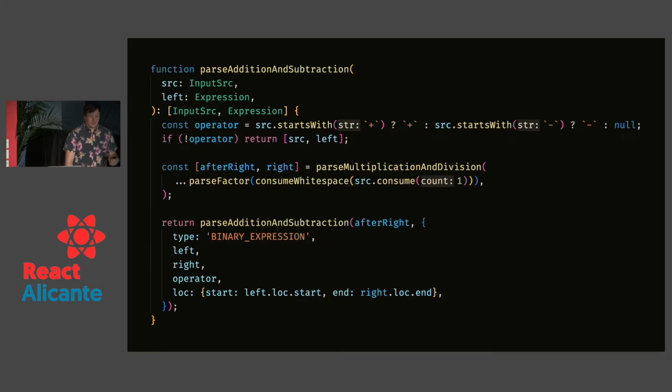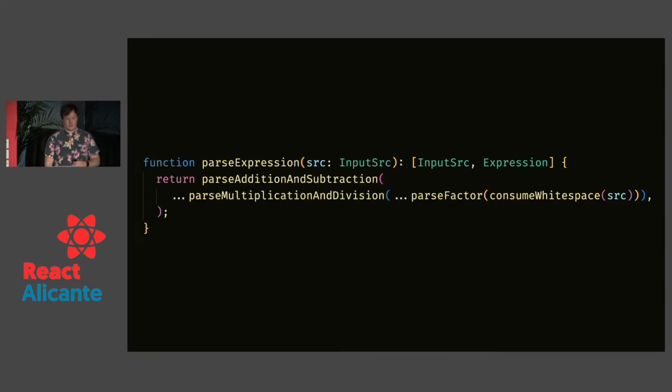Now that we've got all of these functions built, we can go ahead and implement parse expression, which is going to first consume any leading white space, then parse the factor, because all of our expressions start with either an integer or a parenthesized expression. Having got that factor, it's going to pass it to the function that checks for a multiplication or division and see if it finds one of those. Having done that, it will take the result and pass it to the parse addition and subtraction function to see if there's an addition or subtraction. And that will give you the overall expression.